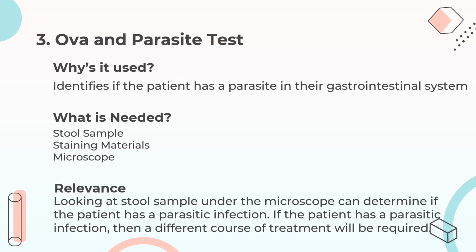The last staining technique is the ova and parasite test. It's used to identify if the patient has a parasite in their GI system. The materials needed are a stool sample, staining materials, and a microscope. It's similar to the gram staining test, except that acid-fast staining is used. When you're looking at the sample under the microscope, you can determine if the patient has a parasitic infection. And if they do, then a different course of treatment will be required compared to if they have a bacterial infection.